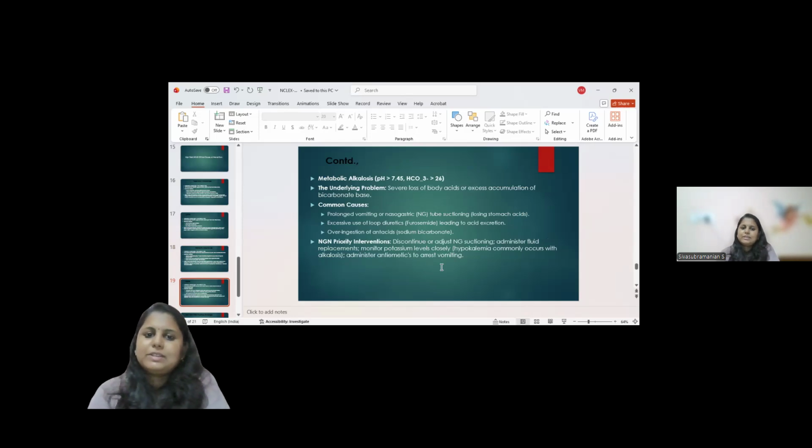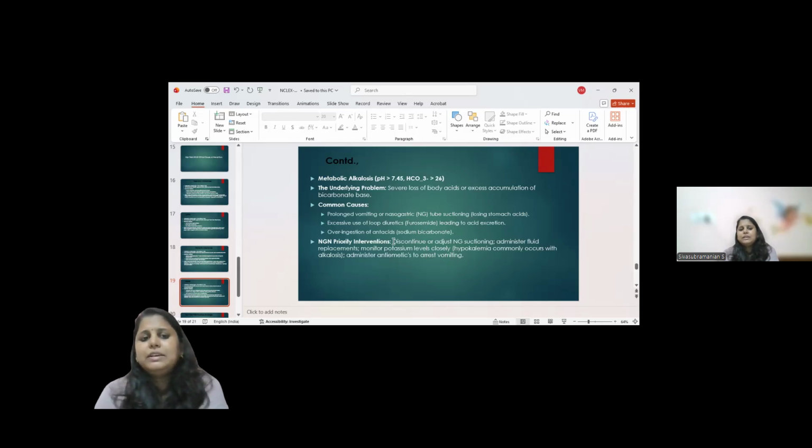Metabolic alkalosis means the pH is more than the normal range, above 7.45. The bicarbonate is also increasing, more than 26. So it is metabolic, because both pH and bicarbonate are increasing in the same direction. The underlying problem here is severe loss of body acid, or sometimes excessive accumulation of bicarbonate base in our body.